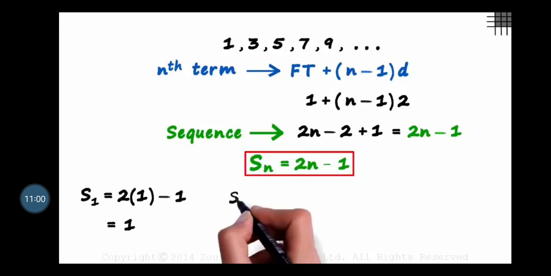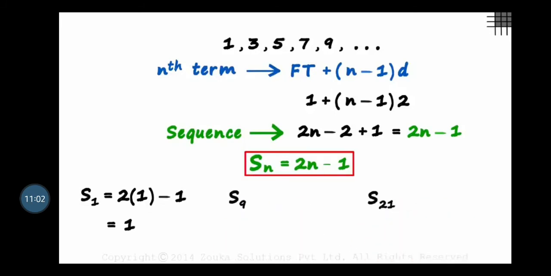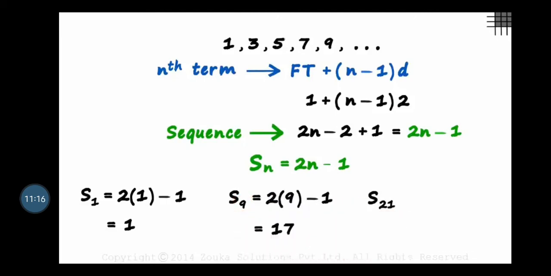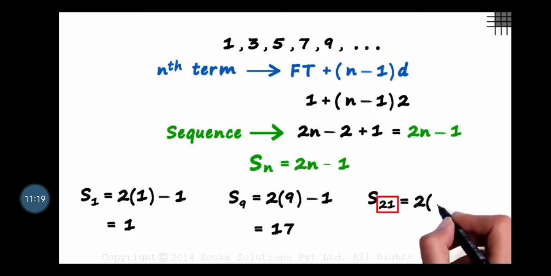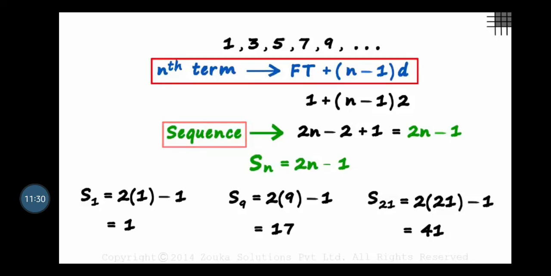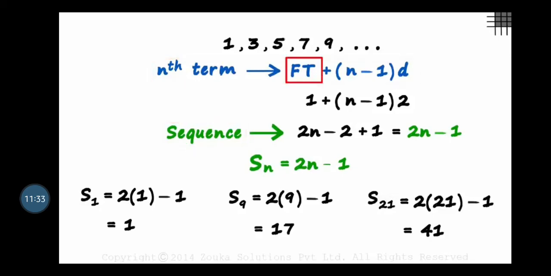Now with this formula, try finding the 9th and the 21st term of the sequence. The 9th term will be 2 times 9 minus 1, which equals 17. And the 21st term will be 2 times 21 minus 1, which equals 41. 41 is the 21st term of the sequence. So to define the sequence, we just use the nth term formula and substitute the values of the first term and the common difference. We will look at a couple of sequence examples in the next part of the session.